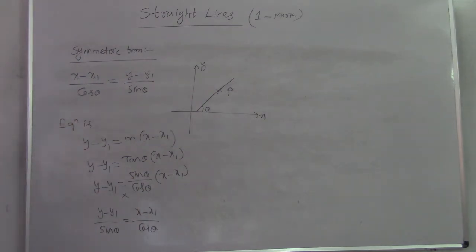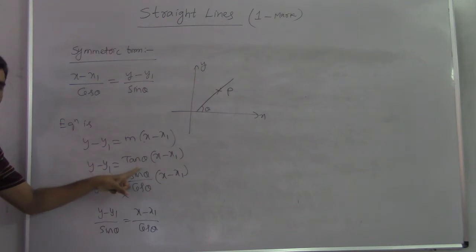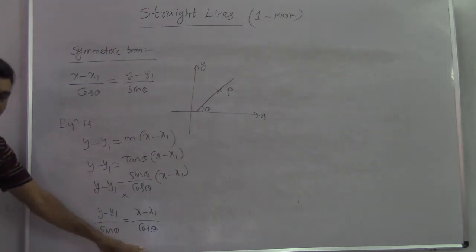No special proof is there. Simply from m, that m you have to take tan theta. That tan theta again you have to take sin by cos. So this form is called what? Symmetric form.